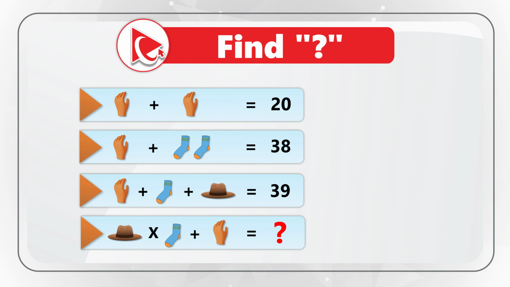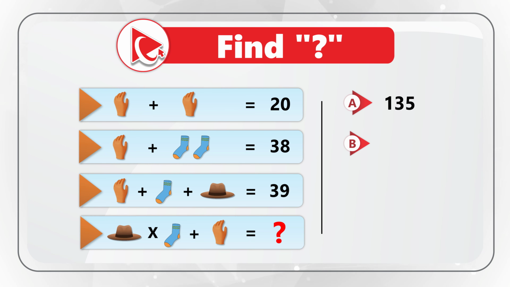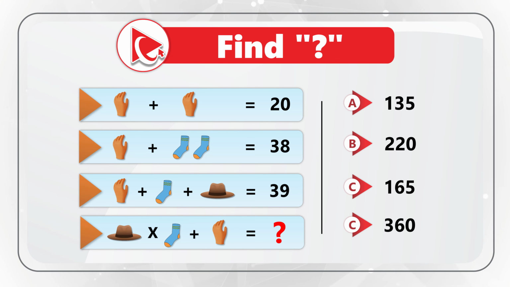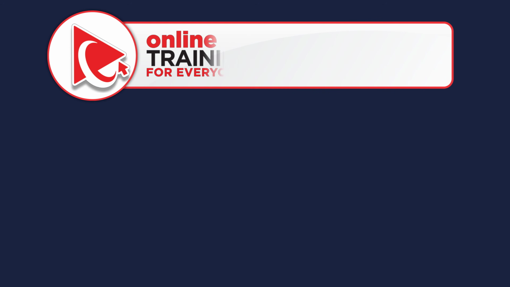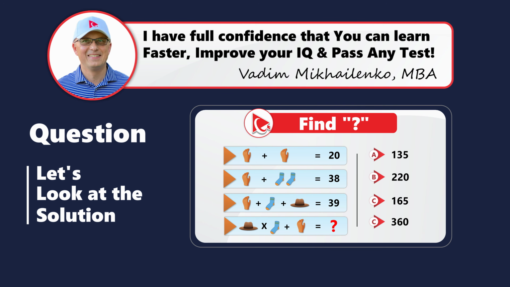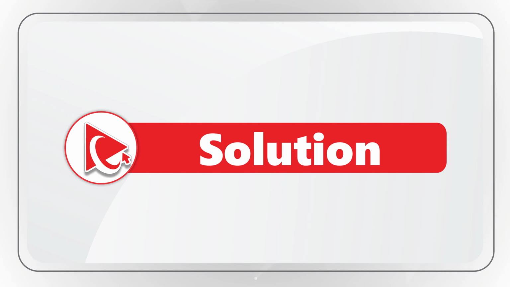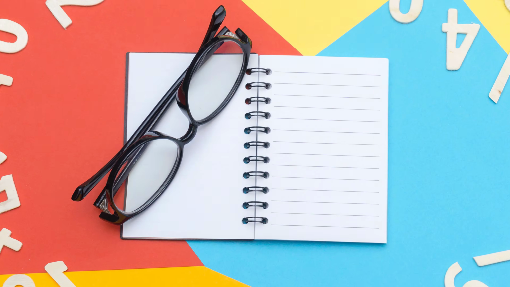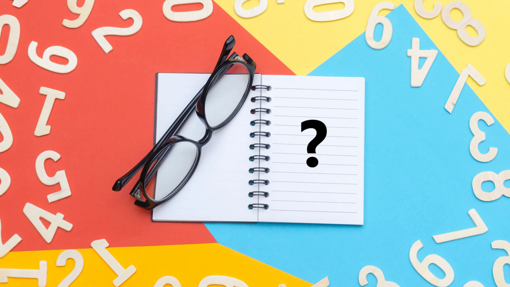You need to calculate and select the missing number out of 4 possible choices. Choice A, 135. Choice B, 220. Choice C, 165. And choice D, 360. Take a close look to see if you can use your mental powers to calculate the missing number. On my end, I am moving forward to share with you my version of the solution. And if you have a better way to solve it by using your mental powers, please make sure to share in comments. Obviously, to solve this challenge, you need to find the numbers associated with each object.